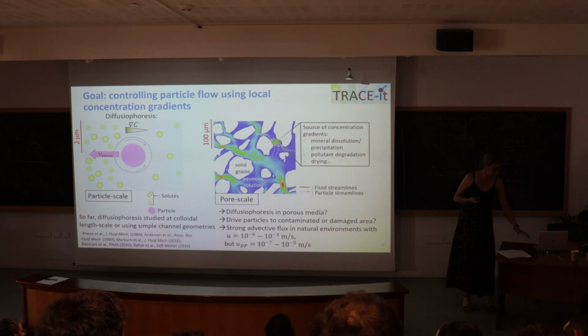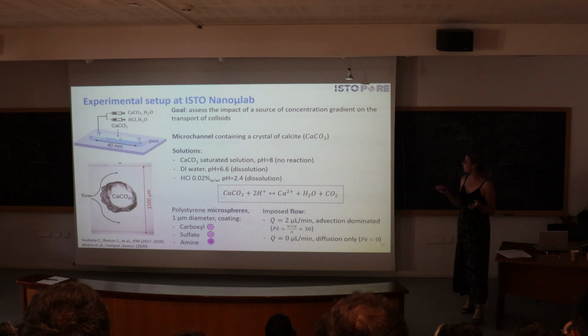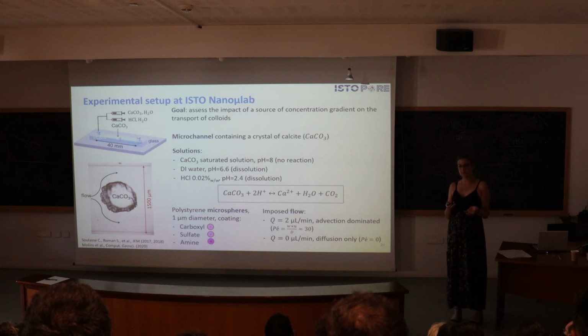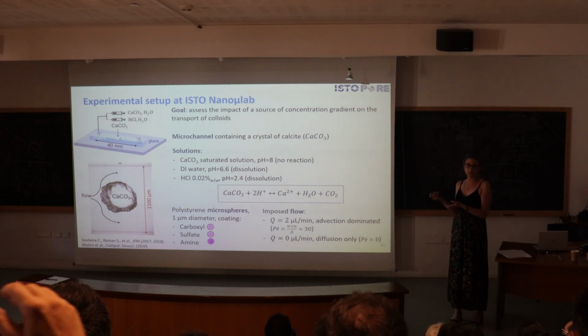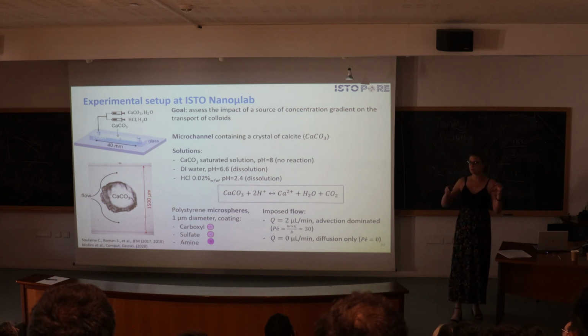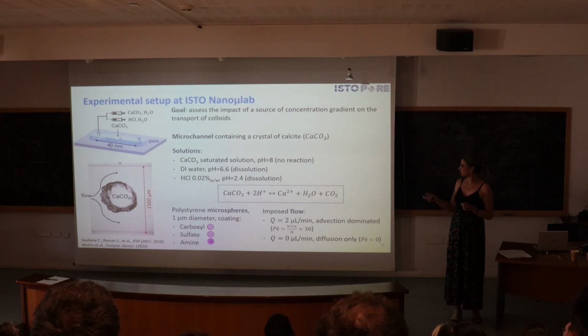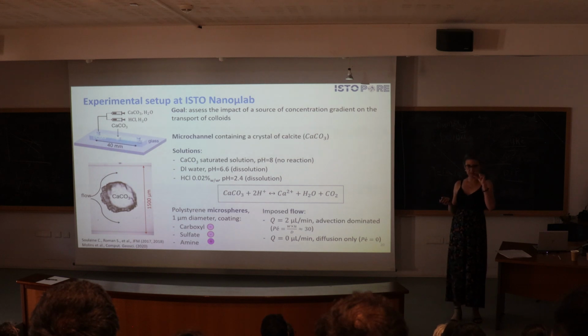So to study that, we wanted to see the impact of a source of concentration gradients on the transport of colloids. Our experiment is this one. We have a straight channel made of PDMS, and in the middle of the channel we put a crystal of calcite. The thickness of the calcite is the same as the thickness of the channel. Here you have a picture of the calcite. So the flow is going around the calcite and not on top and bottom.